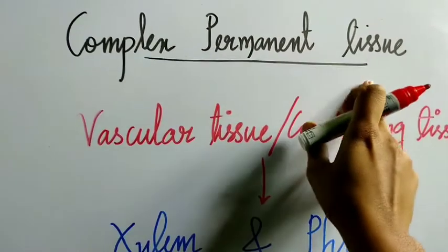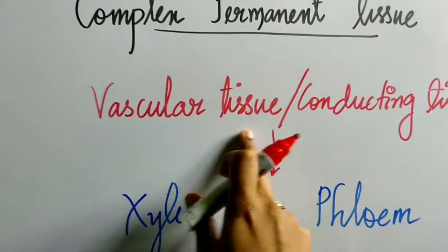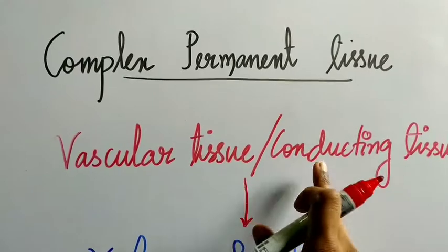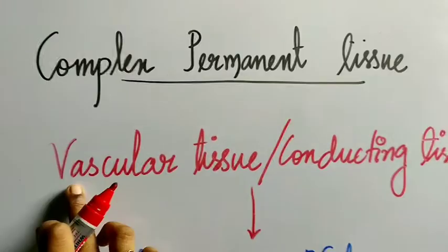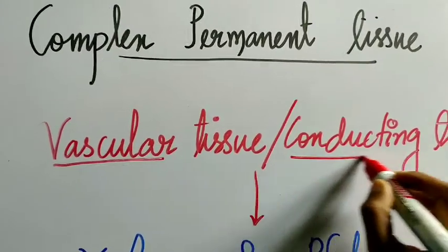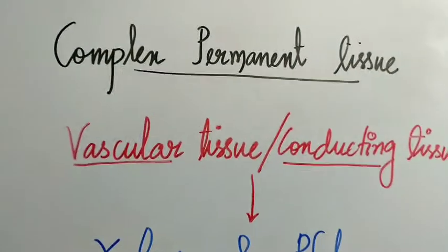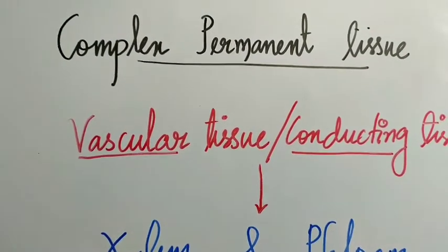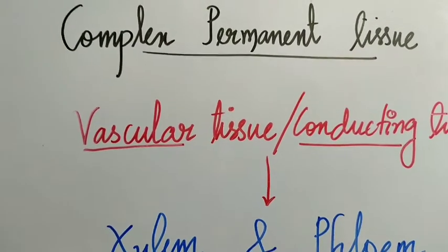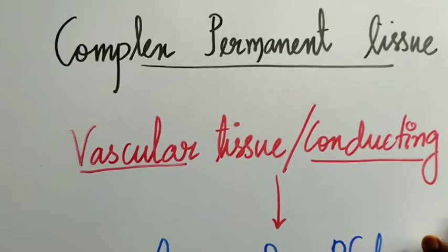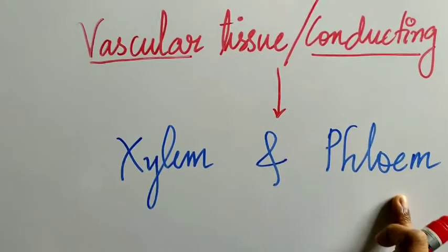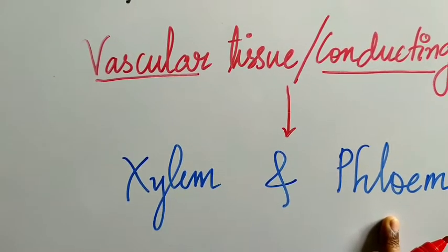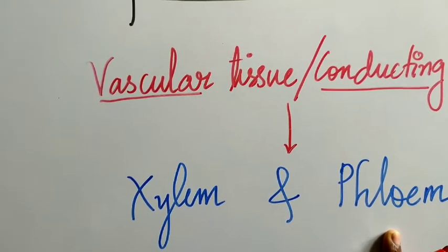The complex permanent tissue found in plants are vascular tissue, also known as conducting tissue. What are they? Vascular tissue, also known as conducting tissue. Vascular, conducting. These terms mean carrying, that is, to carry something from one place to another place. So the vascular or conducting tissues found in plants are xylem and phloem. Xylem and phloem are involved in the transport of food, water and minerals in plants.